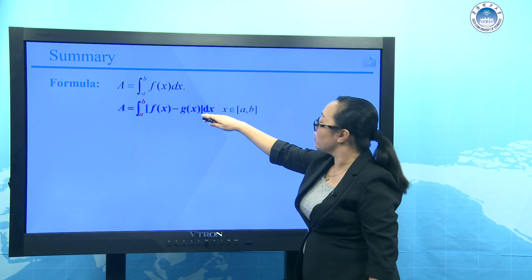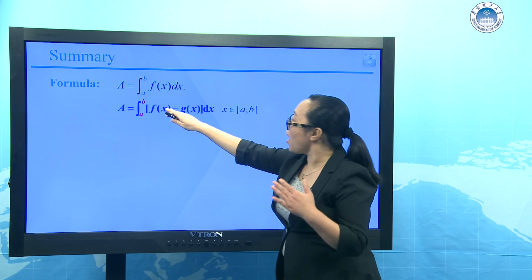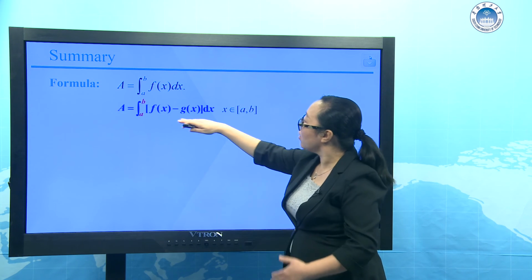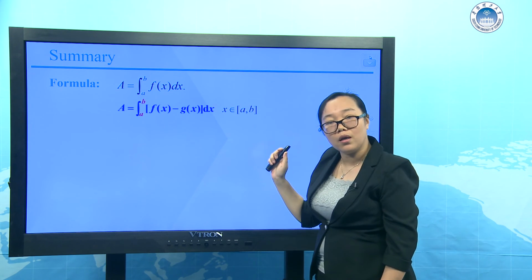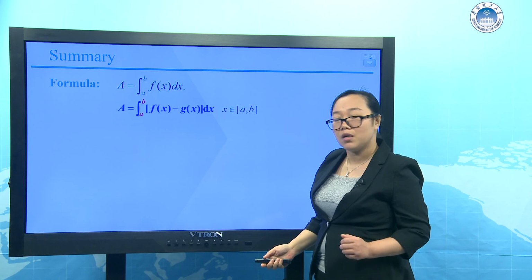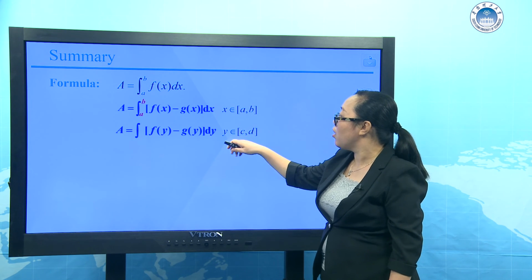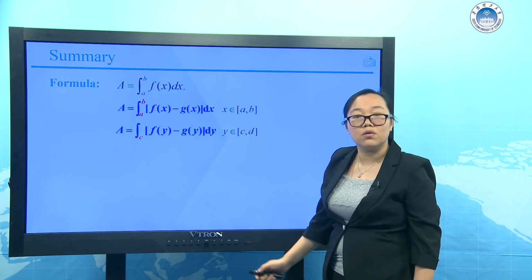This is related: y2 minus y1 means upper point minus lower point. Pay attention to the same variable as between A and B. In a similar way, if y is our integral variable, we can get this formula, with y from C to D.